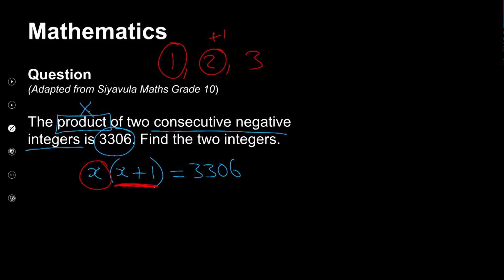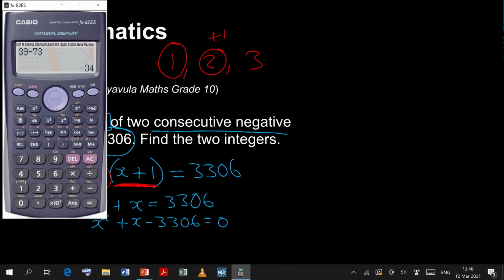So this is actually going to be x squared plus x equals 3,306. I will take everything to one side: x squared plus x minus 3,306 equals 0. I will need to open two brackets. So remember, I'm going to go back to my mental maths again. Let me actually show you how to then find the factors, because I'm doing this mental maths, but I know how to do it. If you do not know, then it becomes a problem. So let me just show you how you do that.